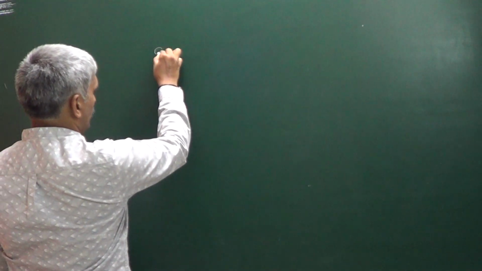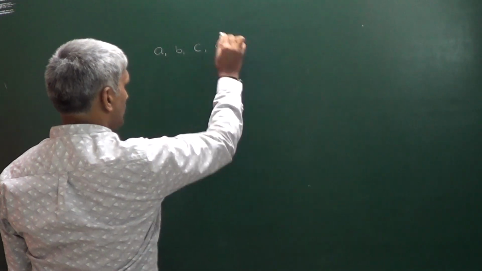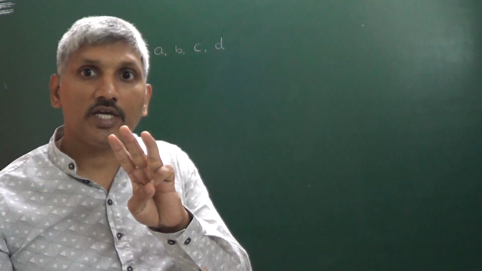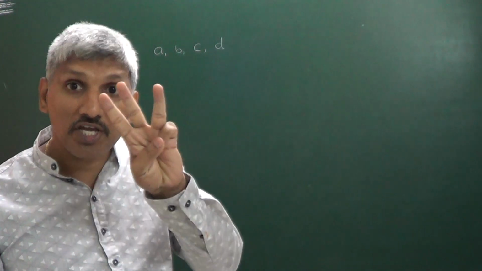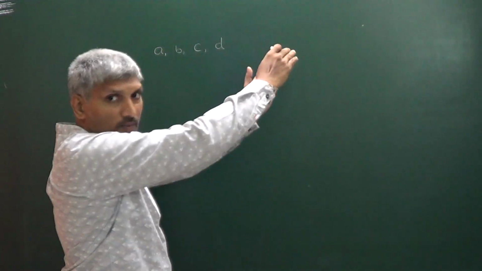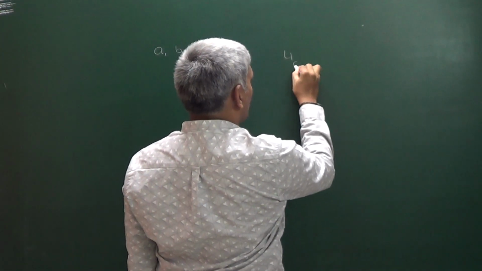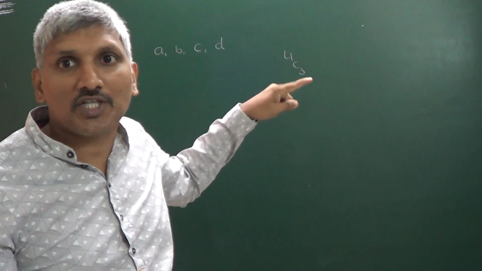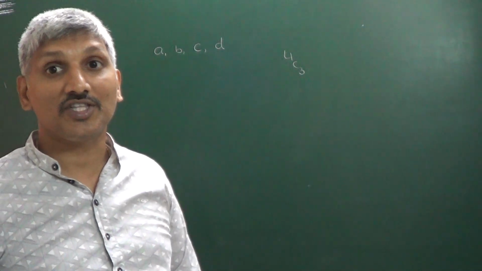Suppose you have 4 objects: A, B, C, D. From these 4 objects, 3 can be selected in how many ways? From these 4 objects, 3 objects can be selected in 4C3 ways. That is a notation. But what is that 4C3 value?